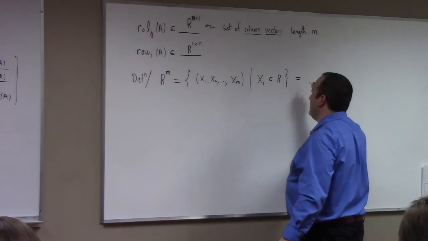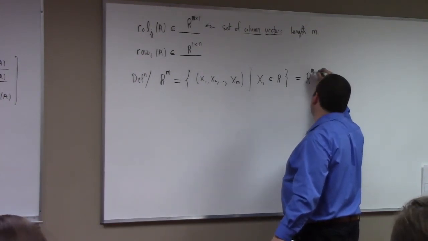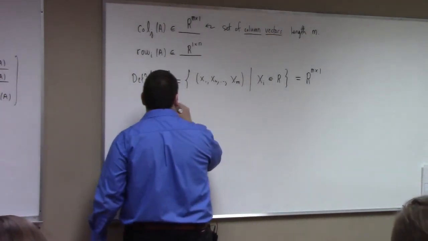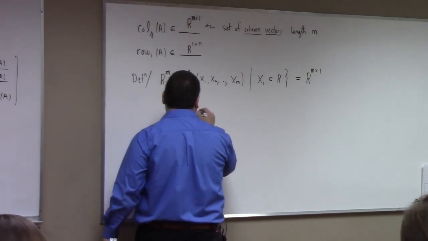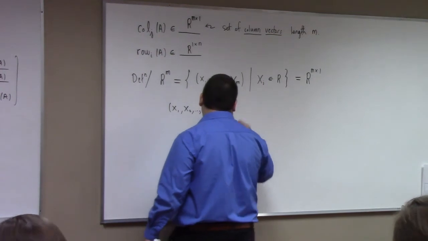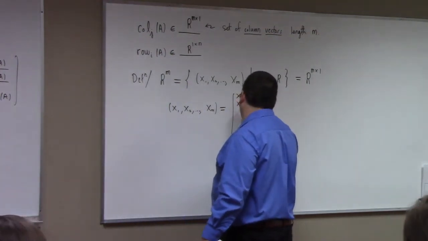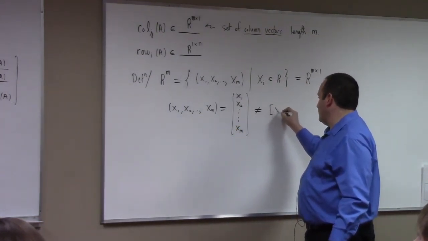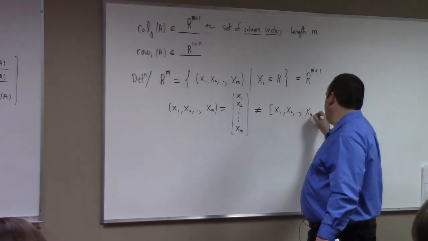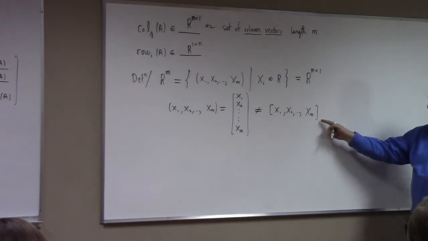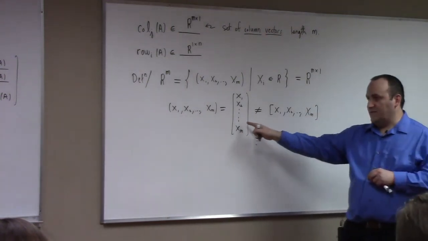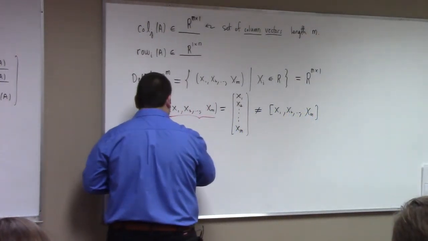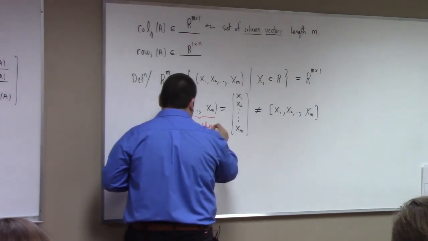But in fact, this is just a sneaky notation. What I really mean is R^(m by 1). And so you're like, well, what are you talking about? So here's what I'm talking about. This notation is a shorthand for this notation. And it is not equal to, notice the difference here. This is a row vector. This is a column vector. That on the left here, this is my sneaky hidden column vector notation, all right?